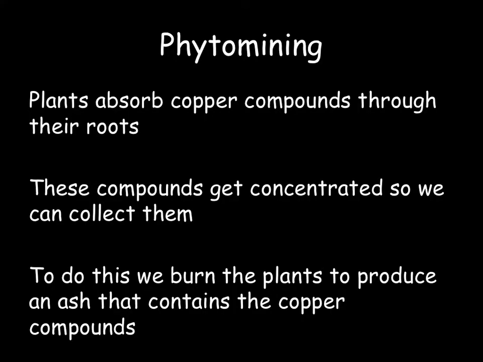The first method we can use is known as phytomining. In this technique, we can use plants because plants absorb copper compounds into their roots from the soil. These compounds then get concentrated in the roots so that we can collect them. To collect them, we must burn the plants in order to turn the roots into an ash. This ash then contains the copper compounds. This ash can then be reduced to remove the oxygen, forming our pure copper. This method obviously has downfalls as we are burning plants and therefore releasing CO2 into the atmosphere.